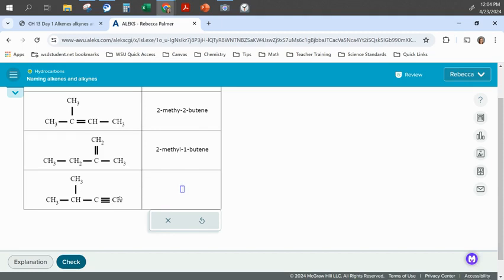All right, this one is a Y-N-E. The methyl will be at the 3 position because I want to prioritize the triple bond. So this one is 3-methyl-1-butyne. I'm changing the ending to Y-N-E. The Y-N-E tells me there's a triple bond.